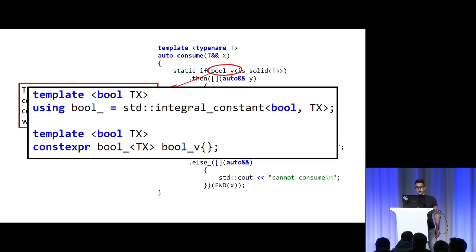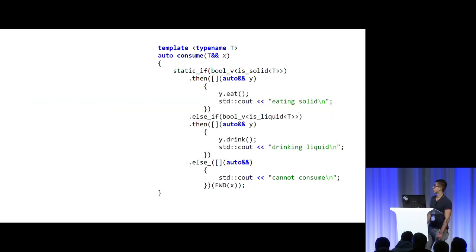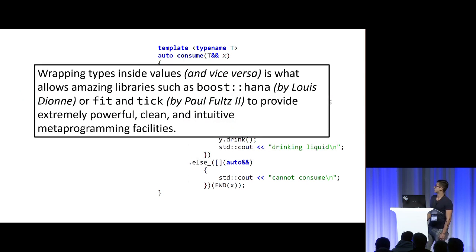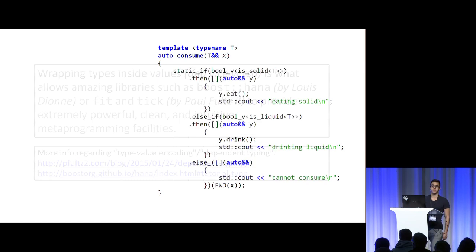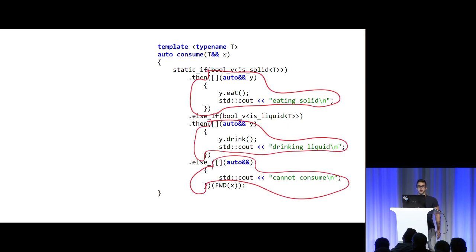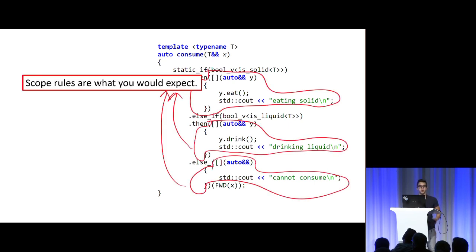And bool v is something like this. If you've used Boost HANA, you should be familiar with this kind of type value encoding paradigm. And what we're doing is basically defining a compile time Boolean type, which is just integral constant of bool, and a template variable to avoid instantiating it every time. So as I said, this kind of idea of wrapping types into values and values into types is what makes libraries such as Boost HANA or Fit and Tick extremely powerful and still have a very nice runtime-like syntax. You can read more about it in these links.